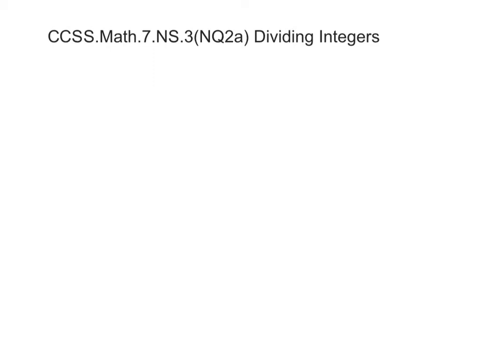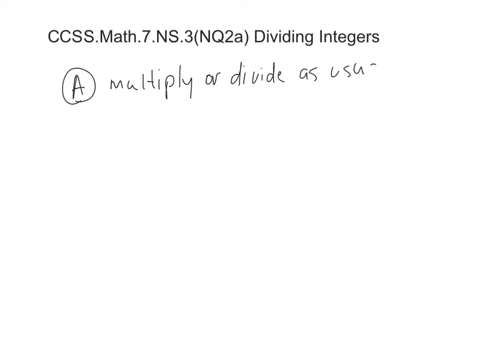So, there are always two rules for all of the operations. The rule for dividing integers, and that means positive or negative whole numbers, is, the first rule is multiply or divide as usual. Okay, so don't worry about the signs, just multiply or divide as usual. And B, you need to count the signs, and that means how many negatives. So count the negative signs.